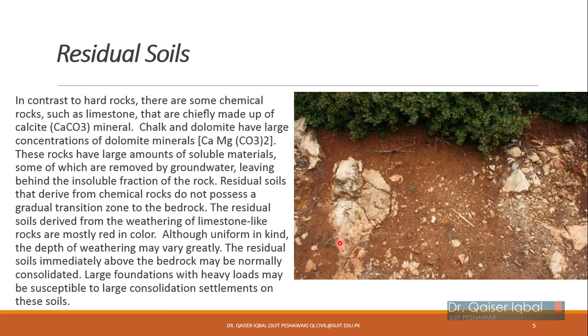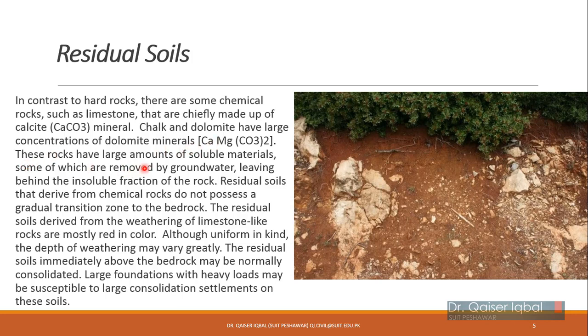In contrast to the hard rocks, if you have soft rocks, like limestone, which are chiefly made of calcite, known as calcium carbonate, a mineral, as well as chalk and dolomite, they can be decomposed. They are referred to as soft rocks. They can be easily decomposed and chemically altered, so usually they undergo chemical weathering.